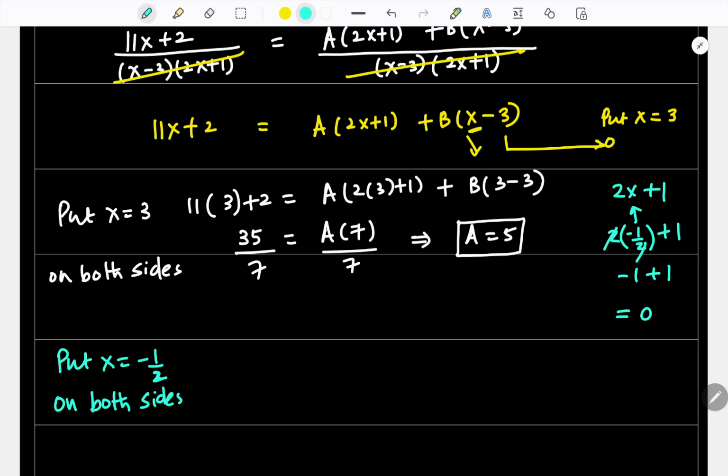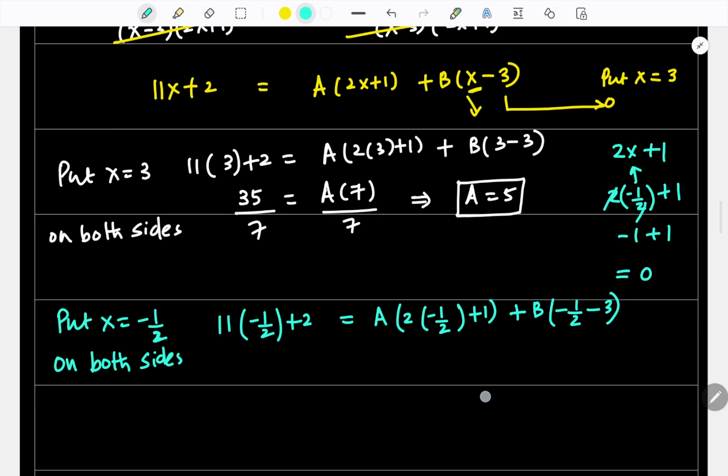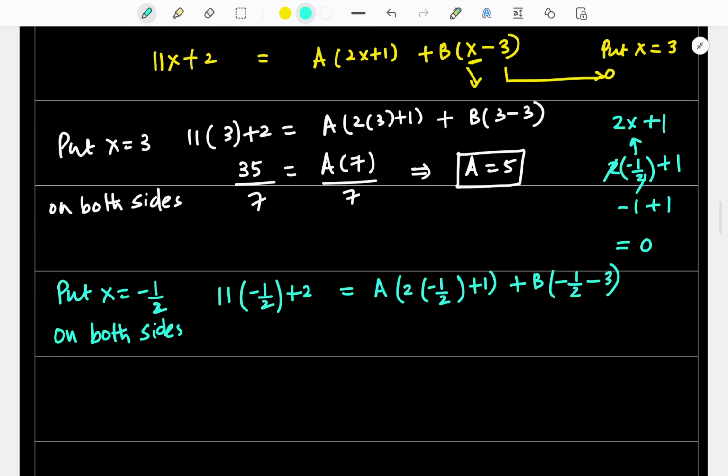So what I'm going to do, I'm going to put x is equal to minus half on both sides. So what happens? 11 times minus half, and then plus 2 is equal to a times (2 times minus half plus 1) plus b times (minus half minus 3). You can put this in the calculator, 11 times this one, all these things. I think it's going to become 7 over 2.